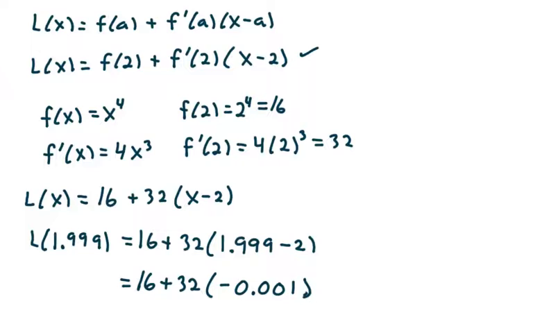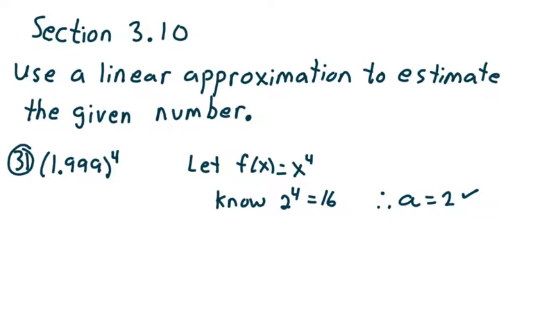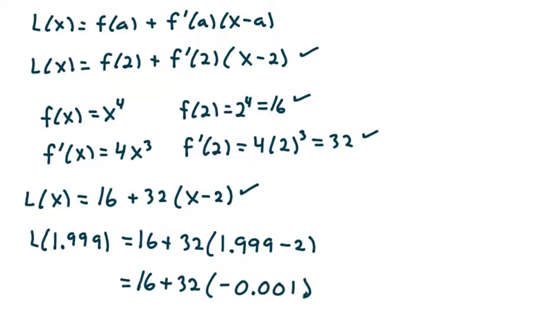Now, f of x is equal to x to the fourth, so f of 2 is 2 to the fourth, which is 16. F prime of x, by the power rule, is 4x to the third, and f prime of 2 is 4 times 2 to the third, which is equal to 32. And so L of x is equal to 16 plus 32 times x minus 2. Now, we're trying to find an approximation for 1.999 to the fourth, and so I'm going to replace x with 1.999.